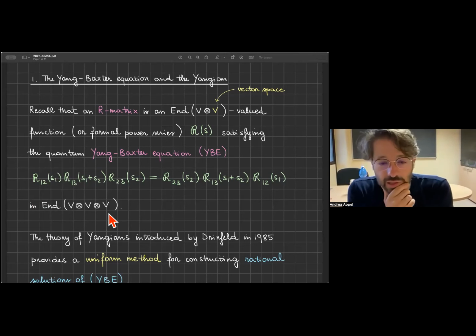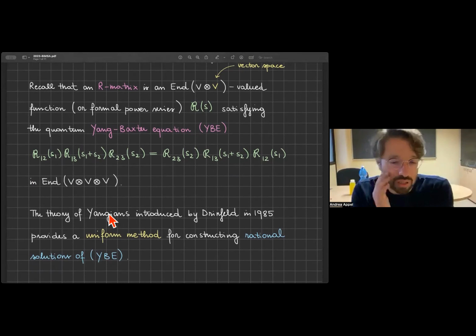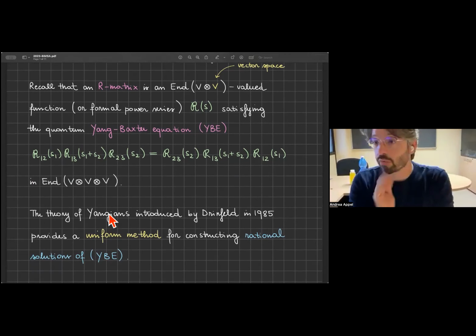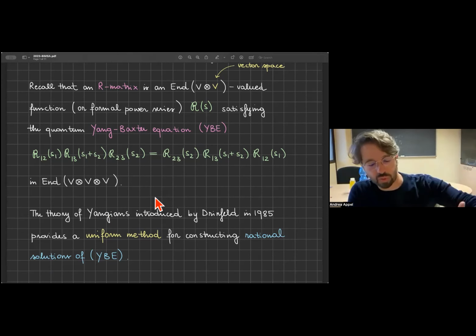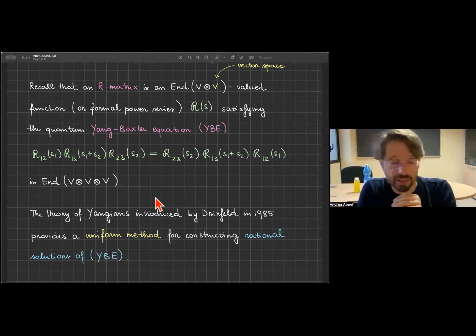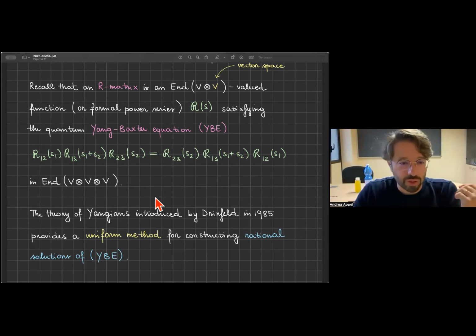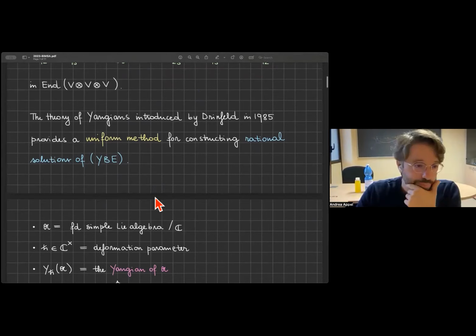The Yangian, as introduced by Drinfeld in 1985, was a way of producing rational solutions of the Yang-Baxter equation in a somewhat systematic way, as we know, through its representation theory. So by considering this very big algebra and then finite dimensional modules over this algebra, in particular on irreducible representations, there will be a rational R matrix operator. Let me remind you briefly how this story goes.